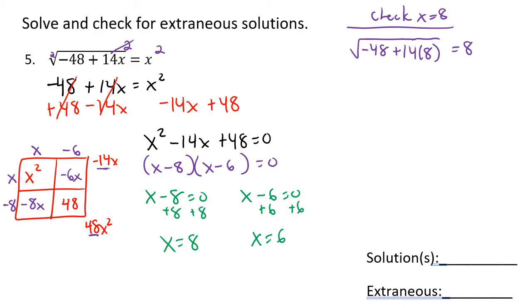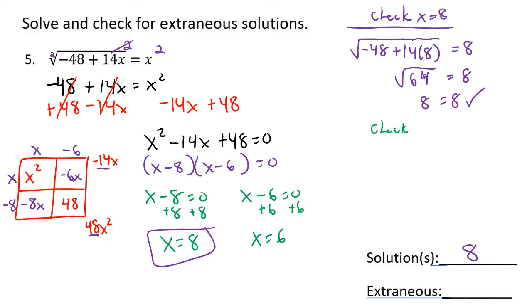All right, so 14 times 8 is 112, minus 48 is 64. The square root of 64 is 8. 8 is 8, that makes sense. So I know this is a solution. Extraneous might be the next one, but we don't really know because we have to check.